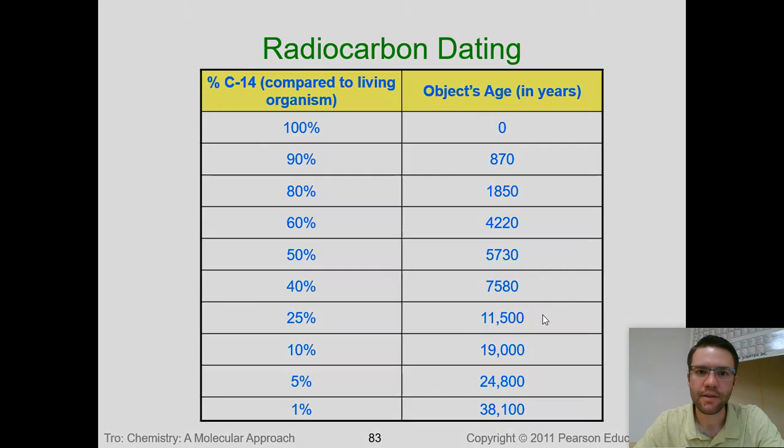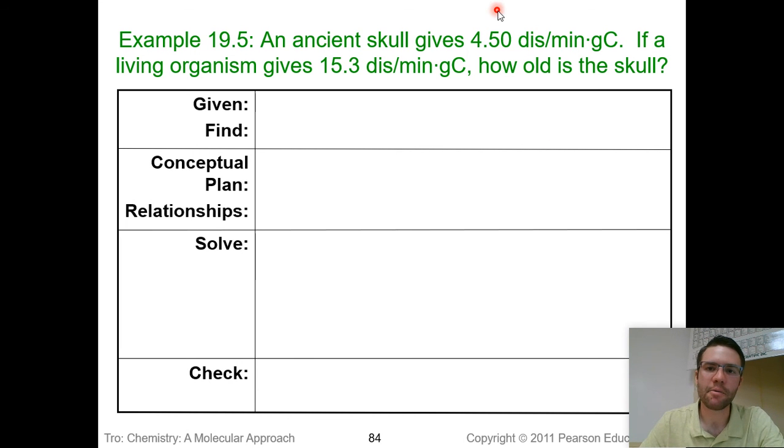Okay, so let's look at the last type of problem that you're going to have. An ancient skull, let's use this to calculate how long ago this occurred. An ancient skull gives 4.5 disintegrations, so decay events, per minute per gram of carbon. If a living organism gives 15.3 decay events per minute per gram of carbon, how old is the skull? Why would the ancient skull have less? Well, it has less carbon-14 in it. After it's sat for a long period of time, the carbon-14 decreases, and I get fewer decay events because there's less of the radioisotope.